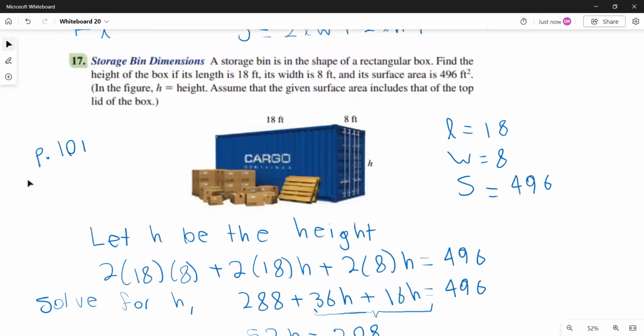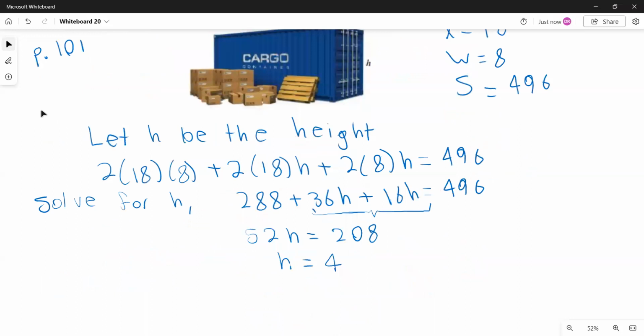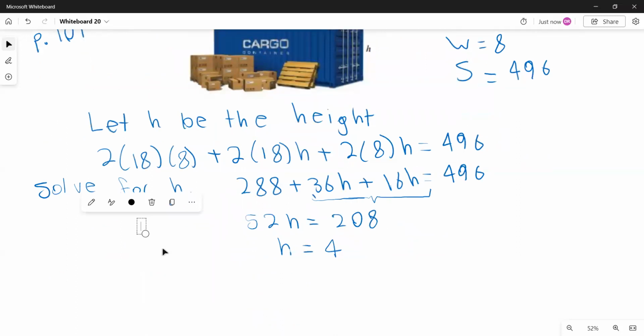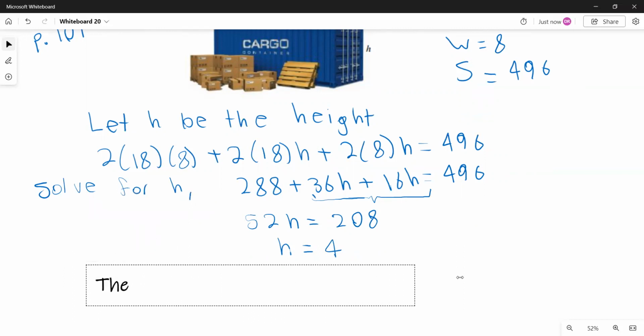So writing the answer in terms of the problem, the height of the box is 4 feet. Or the height of the bin. The height is 4 feet.